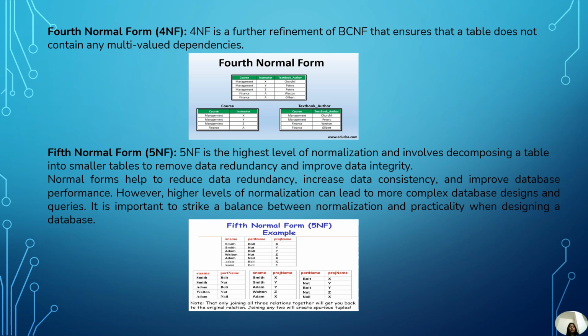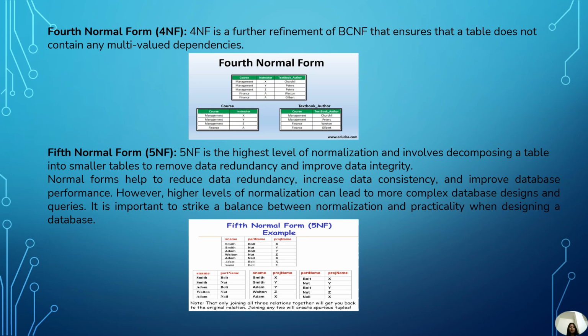Now let us talk about fourth normal form. Fourth normal form is a further refinement of BCNF that ensures that a table does not contain any multi-value dependencies. Now let us talk about the last normal form, that is fifth normal form. Fifth normal form is the highest level of normalization and involves decomposing a table into smaller tables to remove data redundancy and improve data integrity.